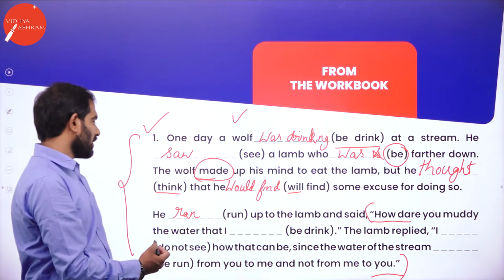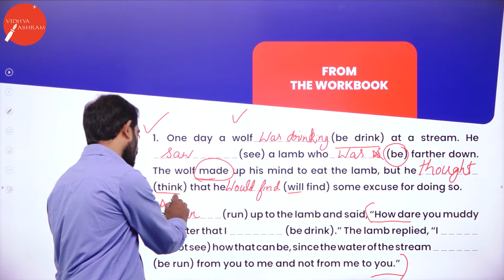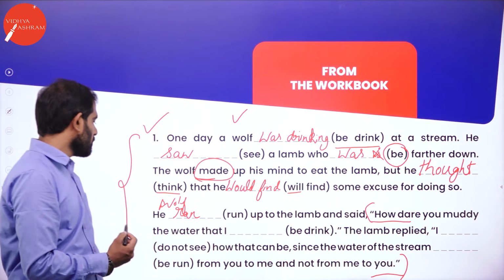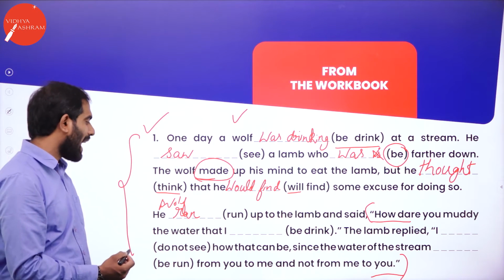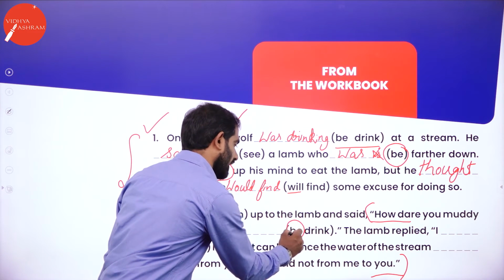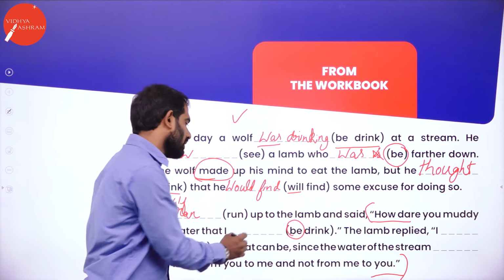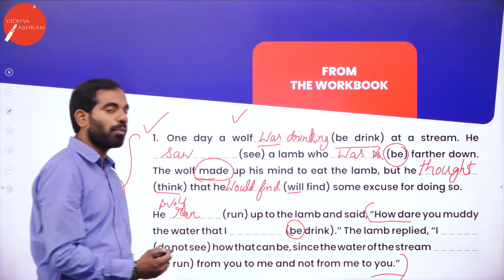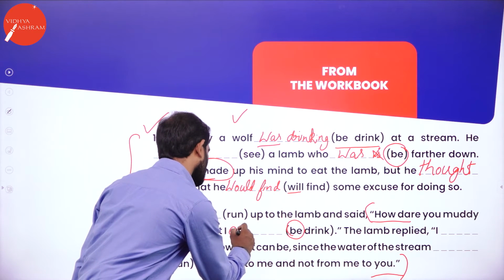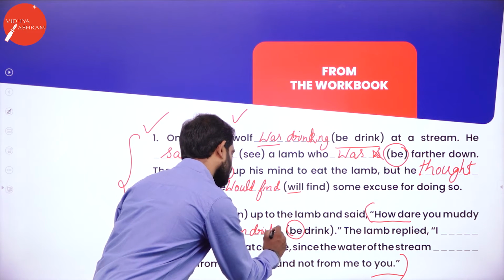Now, the wolf is saying. He ran up to the lamb. Who is he here? The wolf. So, the wolf is saying, "How dare you muddy the water that I," again be form, but we cannot use was. As I told you, these are the exact words spoken by the wolf, that I am. So, it is in present tense, I am drinking.